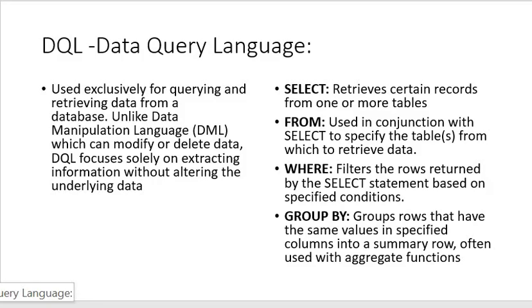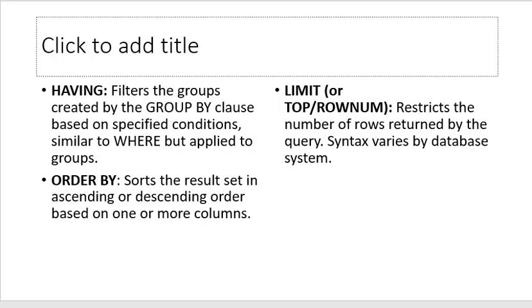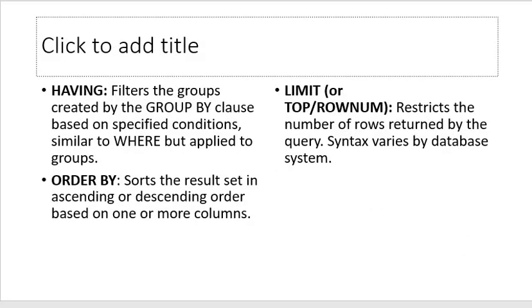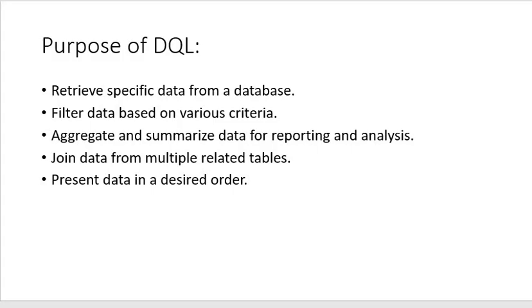Then we have the DQL, data query language or data query commands. They allow you to select and view specified items in the database. The commands that you use are select, from, where, group by. These are used for querying your database. These are the other commands under the query language: having, order by, limit. We will also experiment with them.